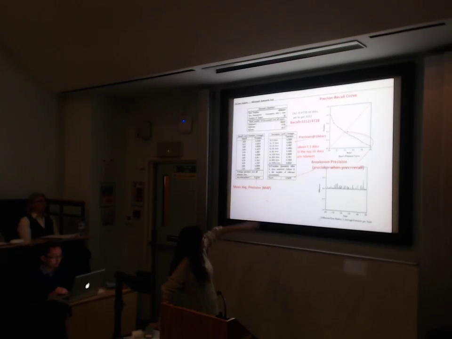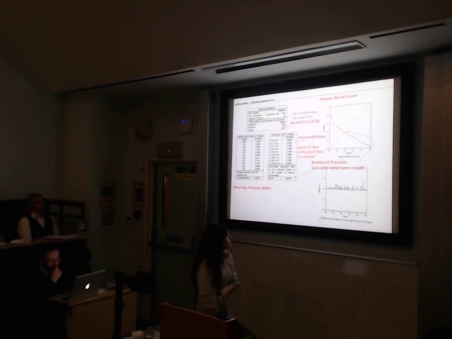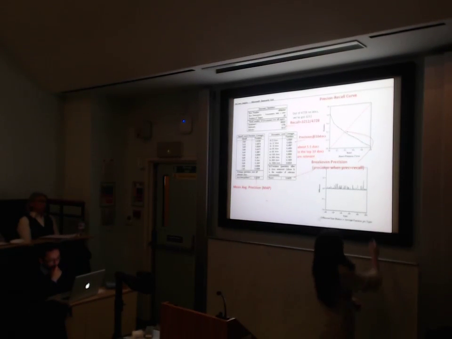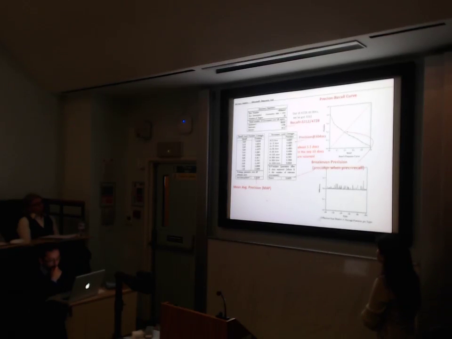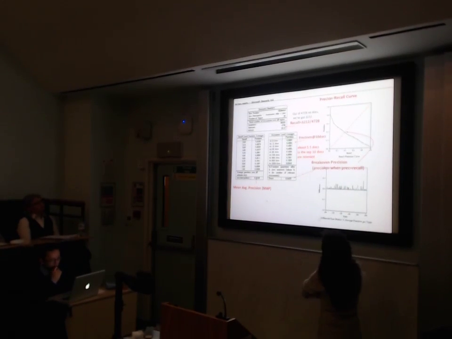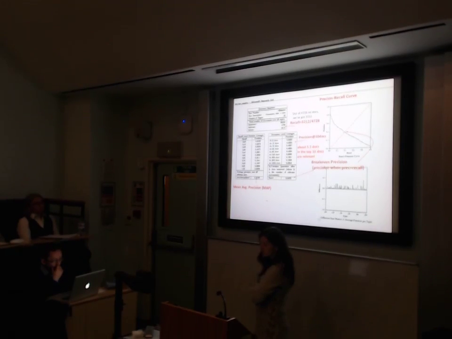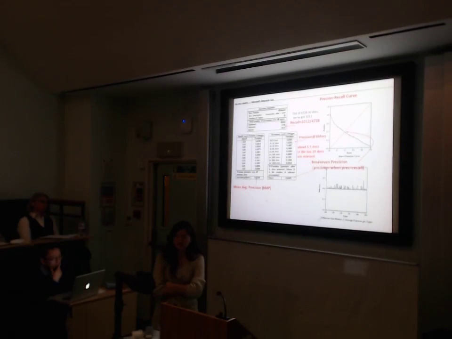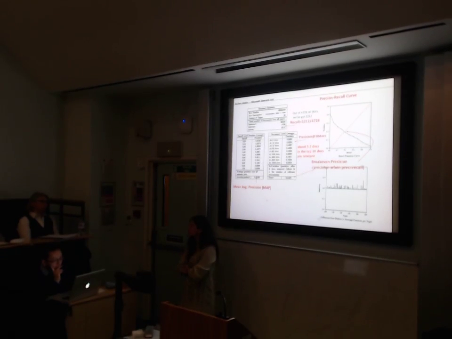Then you have your precision values at various numbers of documents, okay, like at 5 documents, 15 documents, and so on. Okay. Then you also have the precision recall curve, so that you can understand how precision changes with respect to recall, together with the break-even point that we discussed.